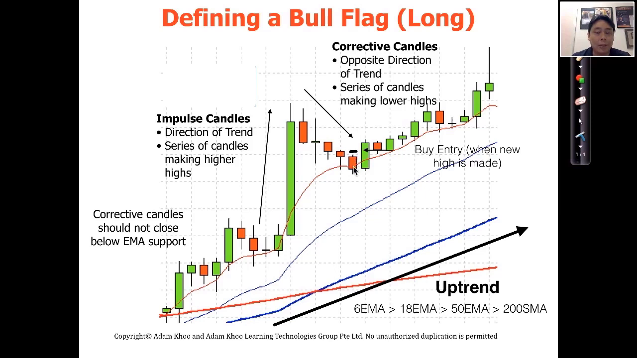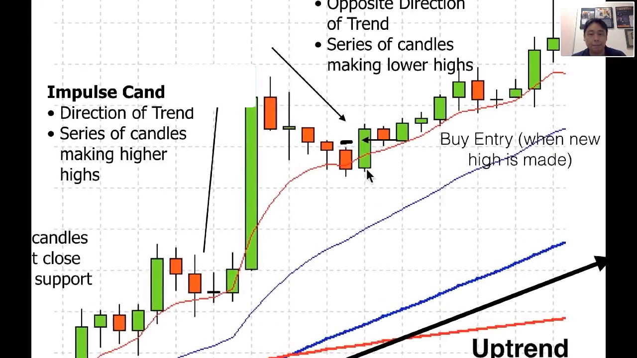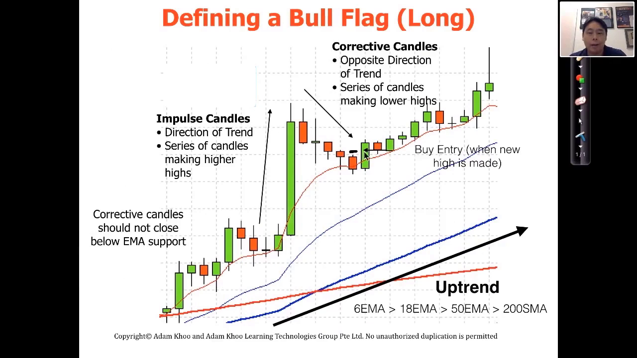Now, what happens to the next candle over here? The next candle opens here, as you can see, and it goes up, and it exceeds the high of this candle, and it triggers my buy order. I'm now in the trade. So that's my buy entry when a new high is made. So I buy exactly at this point, and I'm in the trade going up. And it'll hit my profit target somewhere over there. Got it? So that's the concept.